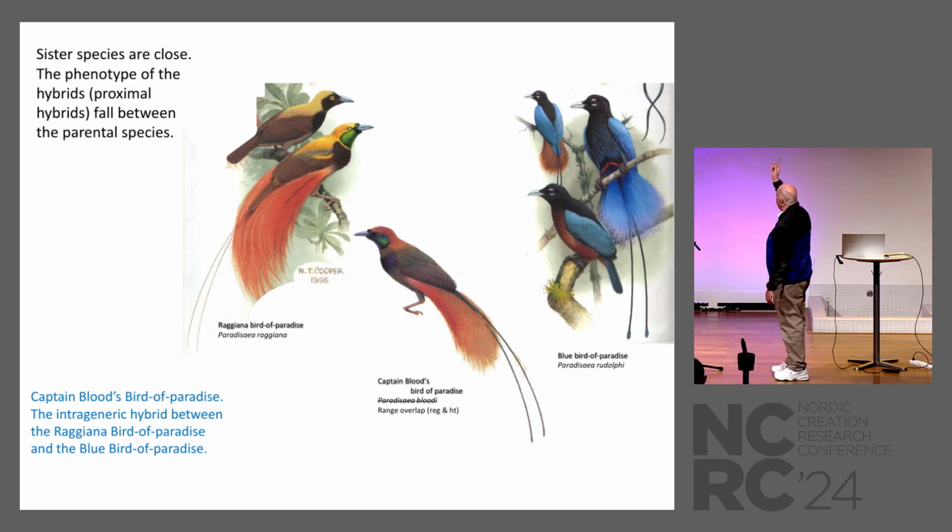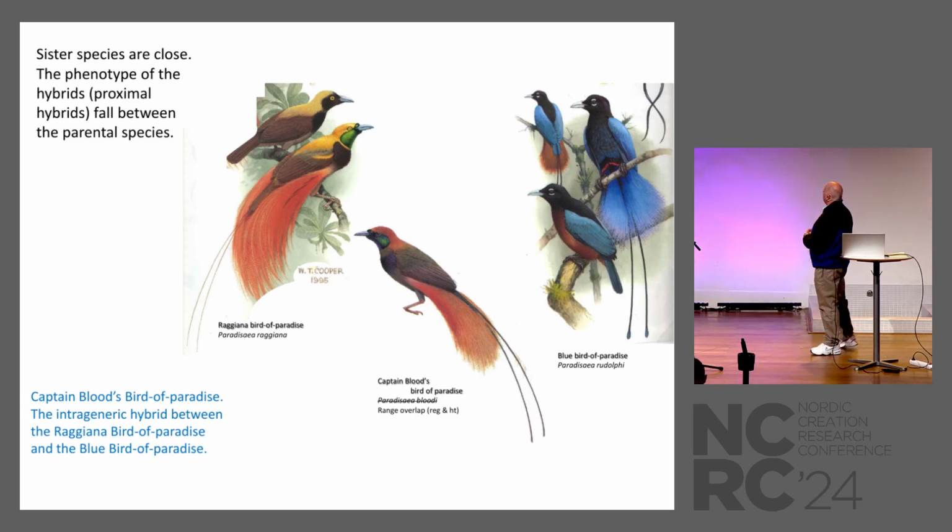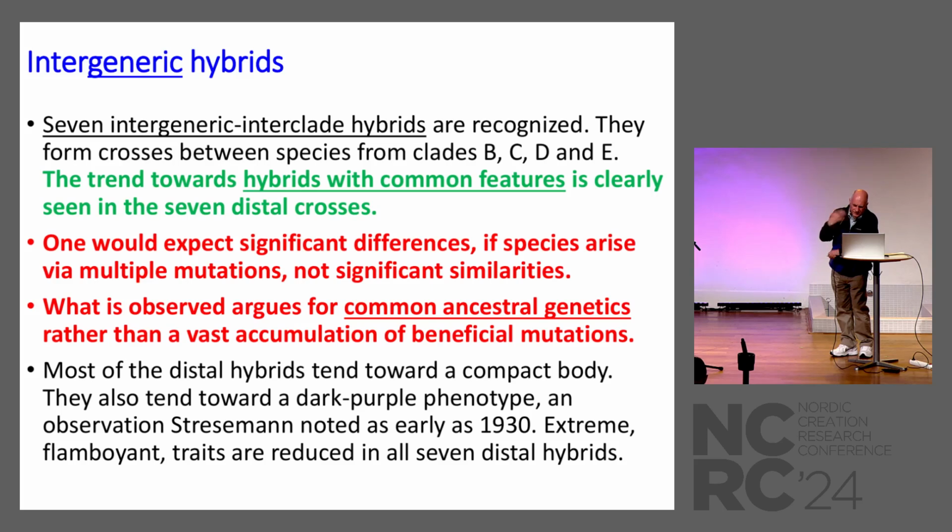But when these two cross, the Ragiana bird of paradise, that's the one which is on the Papua New Guinea flag, their national bird, and the blue bird, you get Captain Blood's bird of paradise, and because of its colour, this is halfway between, right? This is a proximal hybrid because same genus. And that's just to say about the proximal hybrids and what one might expect. For instance, in red, one would expect significant differences if species arise via multiple mutations, not significant similarities.